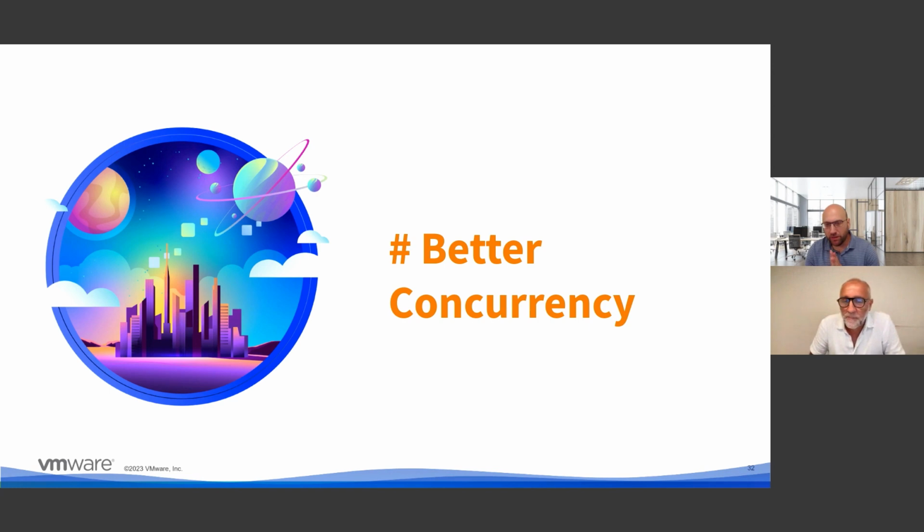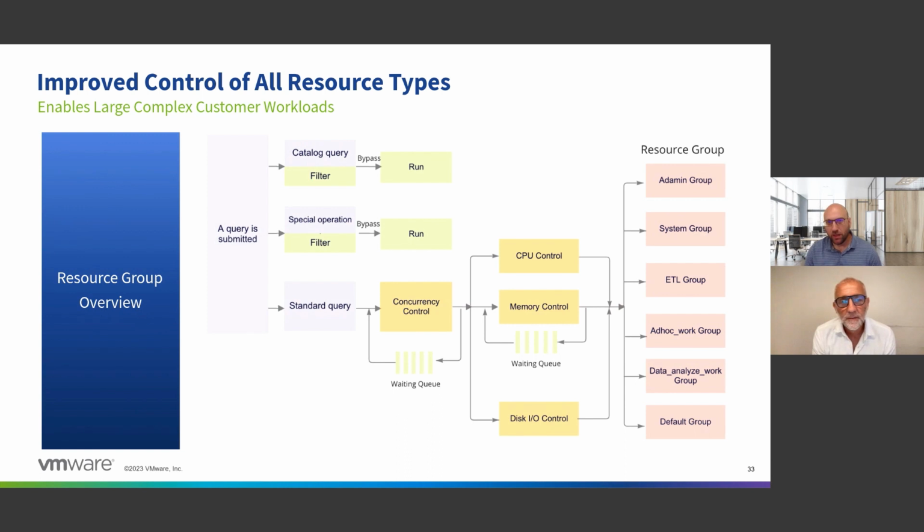Now let's keep going and talk about concurrency, because certainly some of the customers I work with have thousands of users and run millions and millions of queries per day, 30 million plus. They're looking to me and the R&D team to say, how can we make a system that can support thousands and thousands of people running millions and millions of queries in one system efficiently? And this really comes down to improved control of all the resource types in the system.